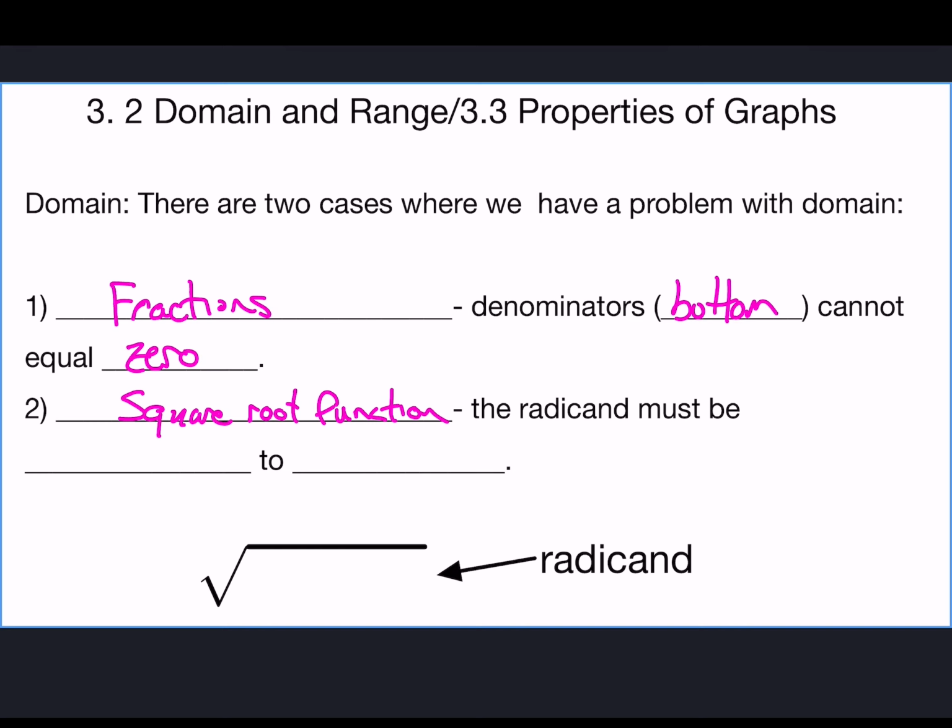All right, square root functions. So with a square root, the radicand, the stuff underneath the radical symbol, must be greater than or equal to 0. Any questions?